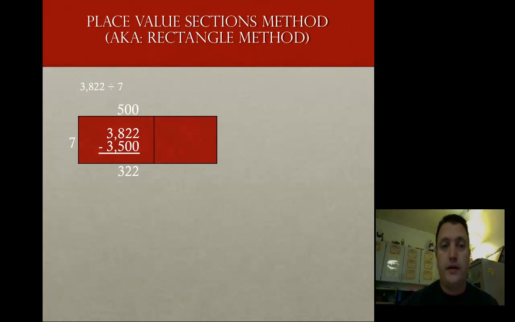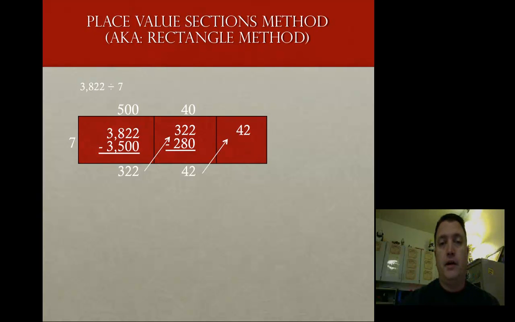I draw another rectangle, and I move my 322 up to the top. That is now the next portion of my dividend that I'm going to be working with. So 7 goes into 3? Nope, but it does go into 32 4 times. I've got 1 digit afterwards. That's just going to turn into a 0. So instead of 4, I'm going to have 40. So 7 times 40 is 280. I subtract, I get 42. I'm going to bring this up, and this time it works out nice. There isn't going to be a remainder because 7 goes into 42 6 times.